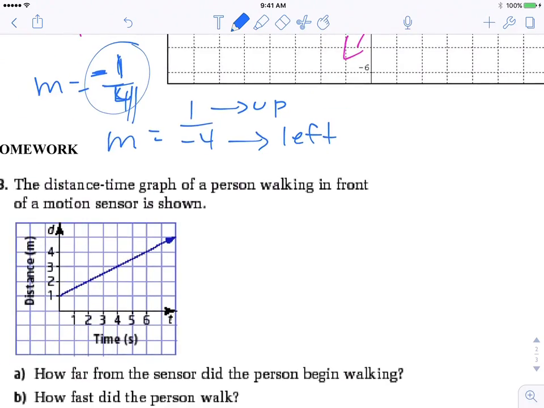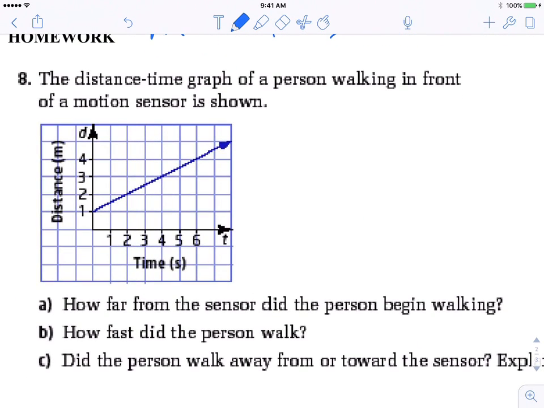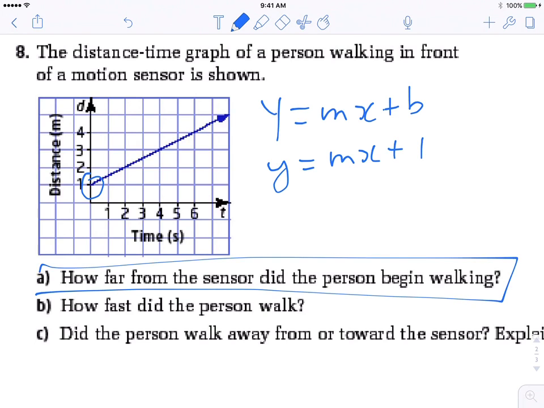Okay, and here's our last question. The distance time graph is a person walking in front of a motion sensor. We know the y-intercept is obvious. It's right there. It's +1. So in the equation y equals mx plus b, I already know I have y equals mx plus 1. That's given. How far from the sensor did the person begin walking? We just answered that question. They begin 1 meter away from the sensor, because that would be 0 here.